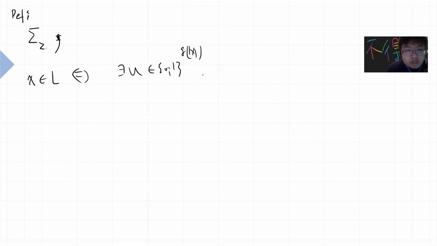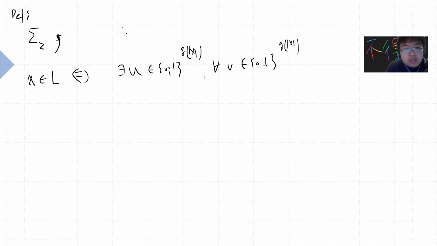So let's consider this class sigma 2. Sigma 2 is defined as the set of all languages, let me write down, where x belongs to L if and only if there is a U belonging to {0,1} with length q of x, such that for all V belonging to {0,1} with length also q of x. This is not important; actually, you can choose these to be different polynomials, you're just padding with zeros.